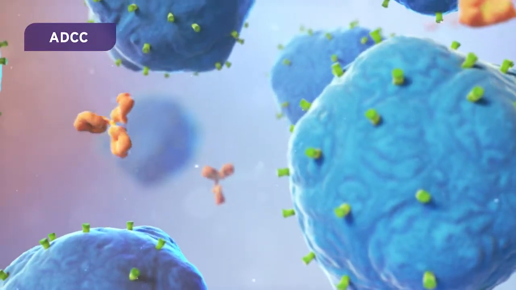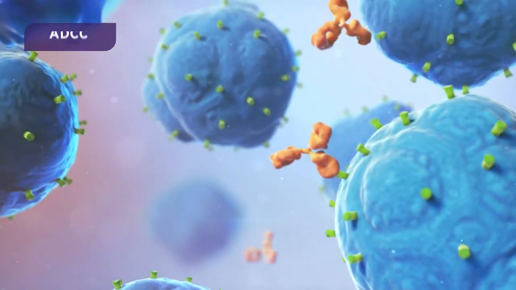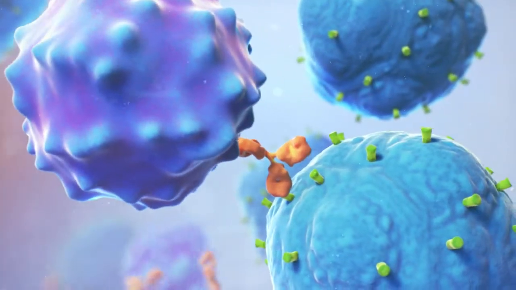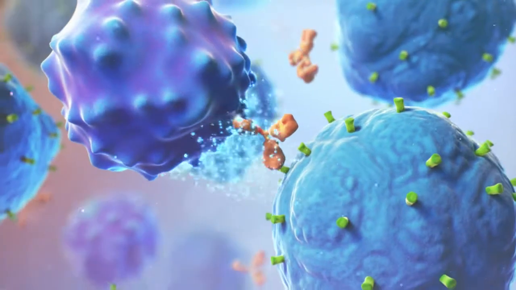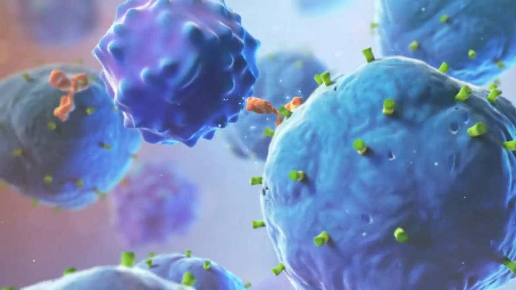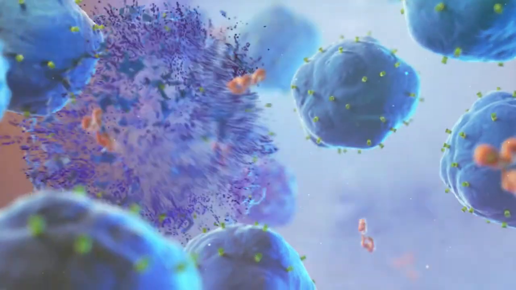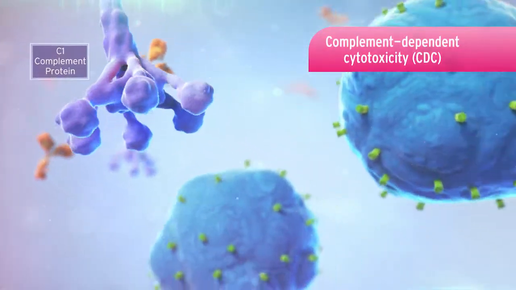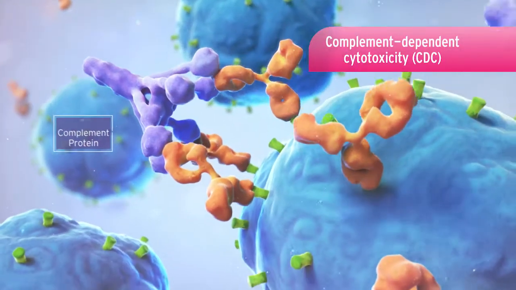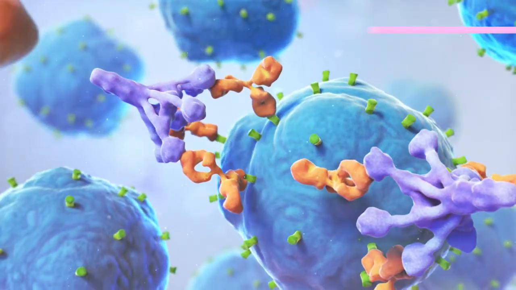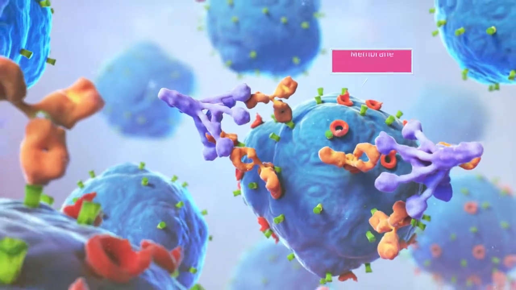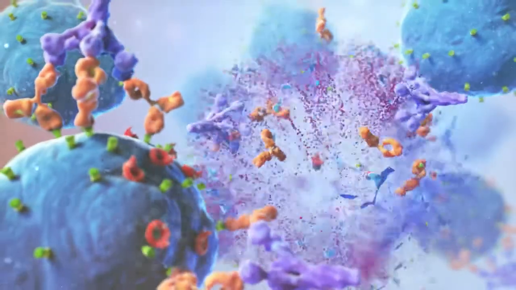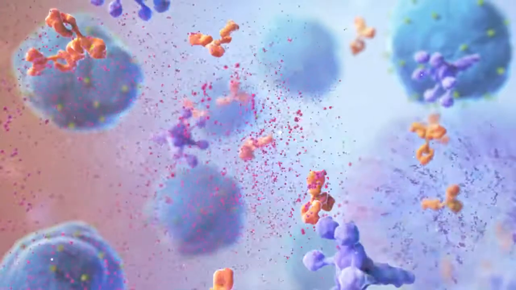In the process of ADCC, immune cells such as natural killer NK cells and granulocytes bind to the Unituxin antibodies. This triggers the release of cytotoxins, leading to lysis of the neuroblastoma cells. Additionally, during the process of CDC, the C1 complement protein also adheres to the tumor-bound Unituxin antibodies, triggering the complement cascade. This results in the formation of the membrane attack complex, and ultimately leads to lysis of the tumor cells.